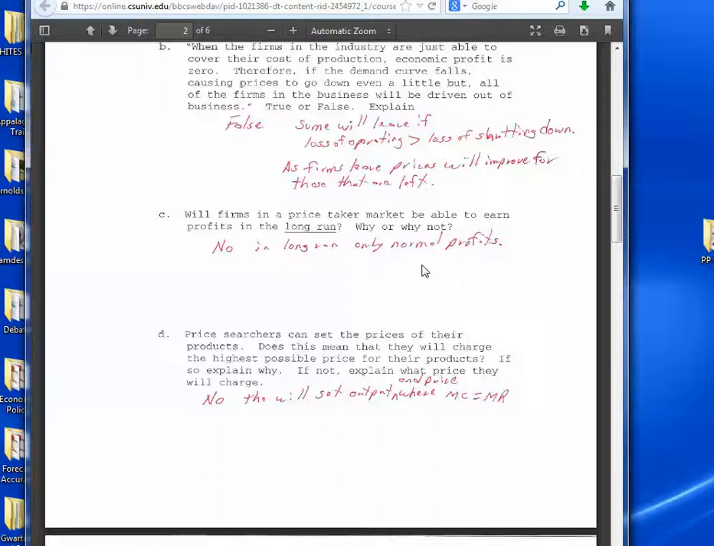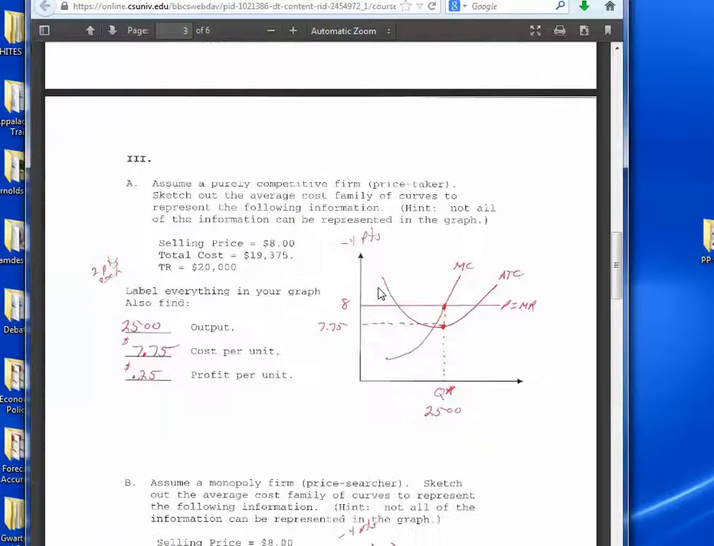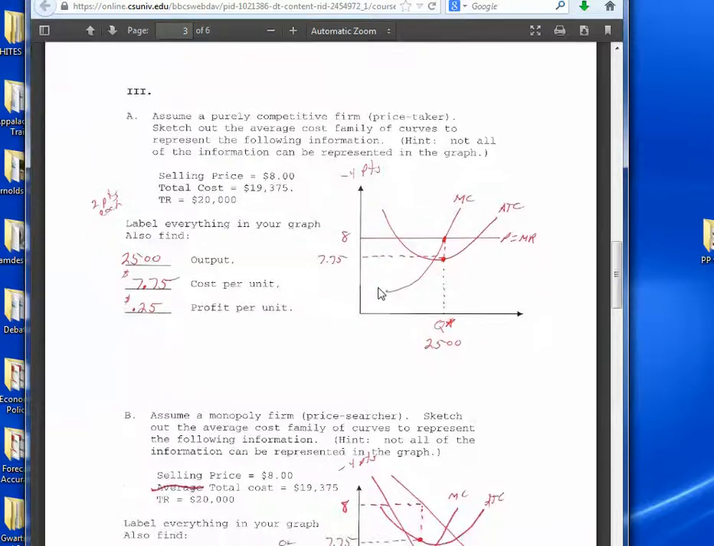So the dilemma for firms like this is to try to charge a high price, but not too high. They're trying to find the balance between sales and the markup of the price, and the place that happens is always where marginal cost equals marginal revenue. Then in Roman numeral 3, this was a math question.